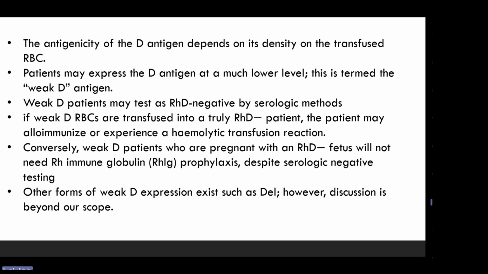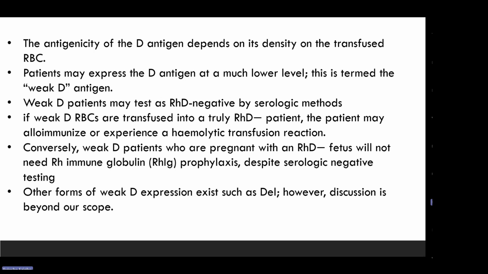The antigenicity of the D antigen depends on its density on the transfused red blood cells. A patient may express the D antigen at a much lower level. This is termed the weak D gene. So based on the level of expression of the D antigen, it affects the immunogenicity, that is the activity of the D antigen. So if the expression is low, then the activity or reaction of the rhesus D will also be mild or low. And we classify that low expression of the rhesus D as weak D. They are not strongly reactive.